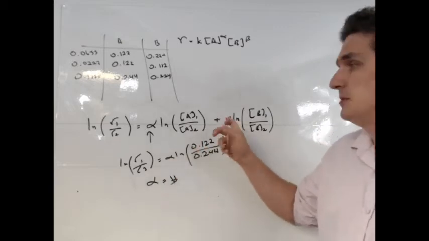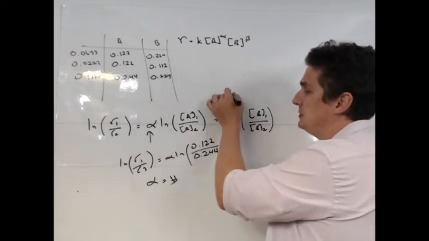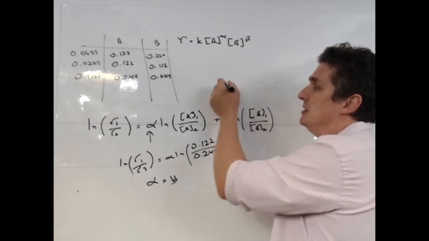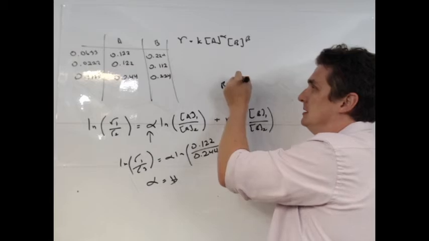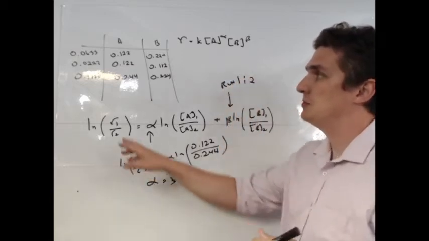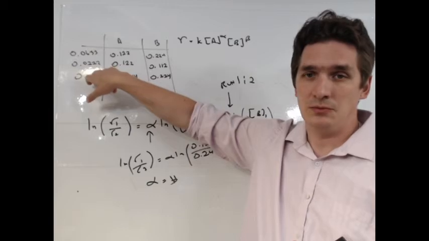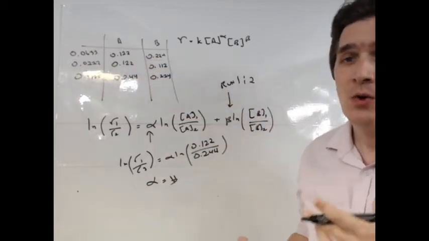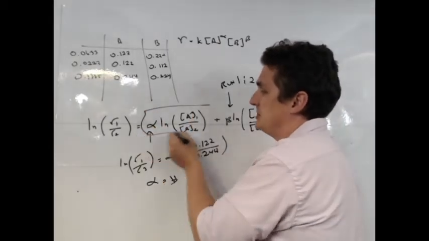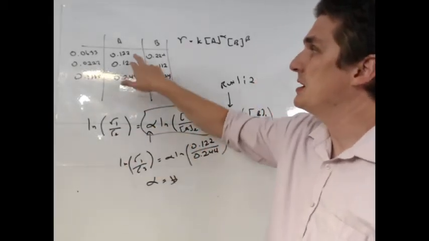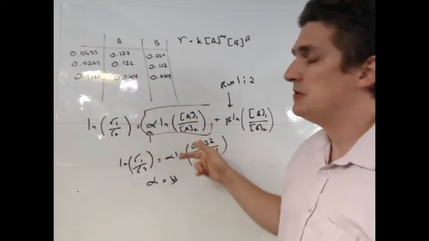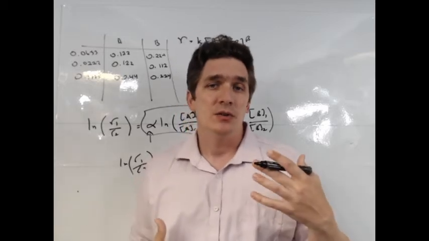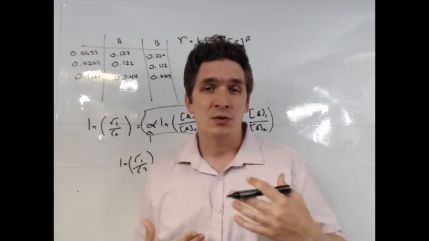Same thing's true for the order on B, beta. We would compare two runs where the concentration of A is being held constant, but the concentration of B is varying. So this would be run 1 and 2. And we would just use the rate for run 1, the rate for run 2, and the concentration of B in 1 and B in 2. What this ends up doing on this side of the equation is that the natural log of 1 is 0. So the concentration of A does not change, the ratio of its concentrations is 1, and the natural log of that 1 becomes 0.